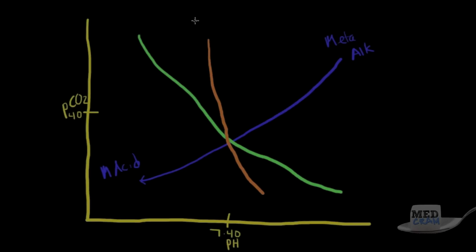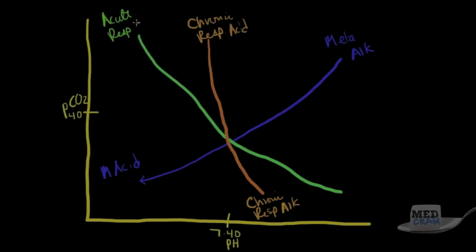So this would be a chronic respiratory acidosis. And this would be a chronic respiratory alkalosis. And if we go to this one, this would be acute respiratory acidosis. And this one down here would be acute respiratory alkalosis. And you can kind of see what this is going to look like. Now let's talk about this.